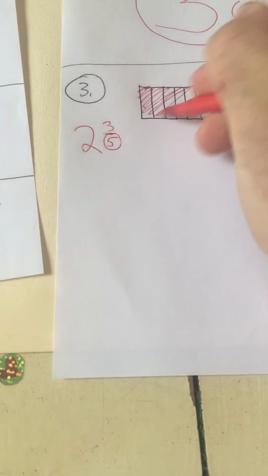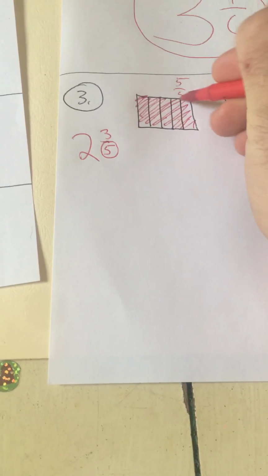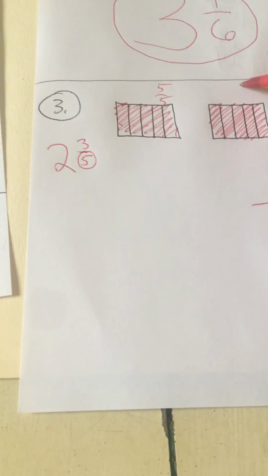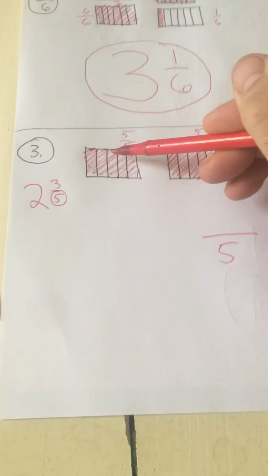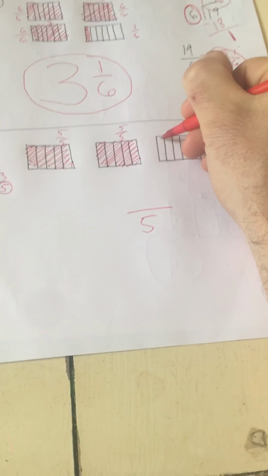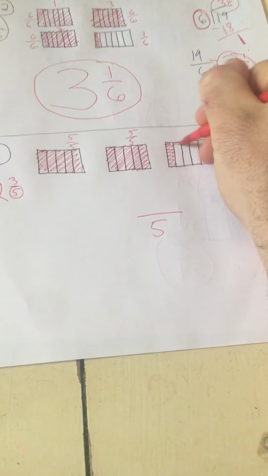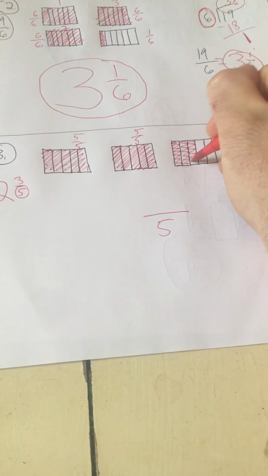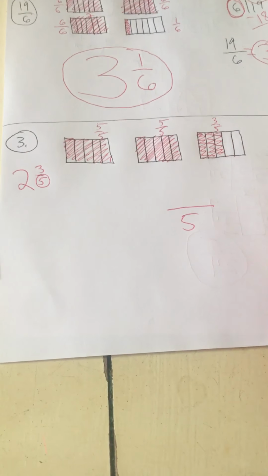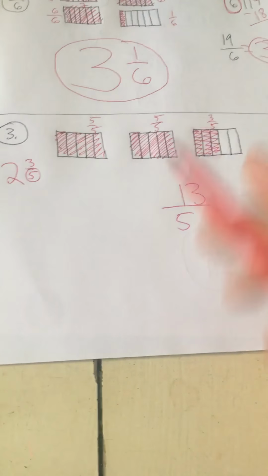So let's count the fifths in 2 holes. There's 5 here. There's 5 more here. So far we have 5, 10 fifths. It says we need 2 and 3 fifths. So let's color in 3 fifths of this last one. There's 3 fifths. So we have 5 plus 5 is 10, 11, 12, 13 fifths all together.